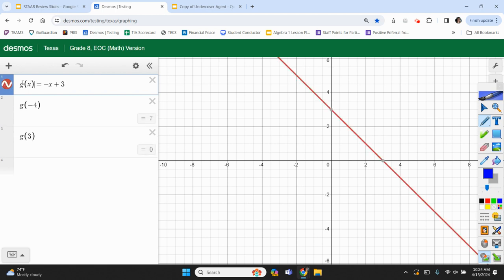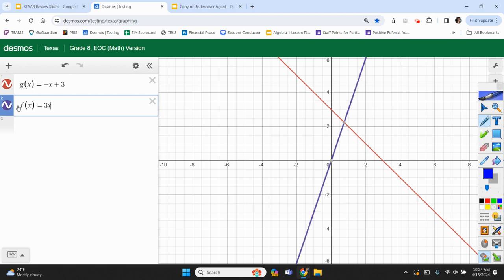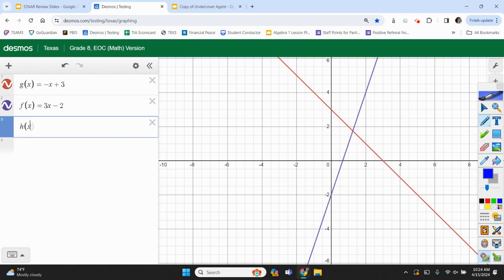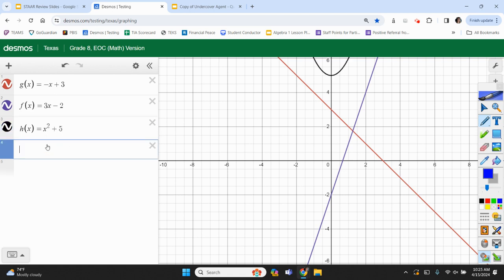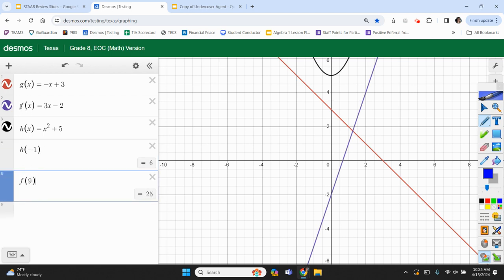So when you're given a function notation problem that says, given this function in function notation, find g of or f of, then make sure that you type it in exactly as it's written. So let's say we had a couple of different functions. You have g of x, f of x equals 3x minus 2, and h of x equals x squared plus 5. So you can type all of them in, and then if you're finding h of negative 1, you just type in h of negative 1. So basically it goes with this function h. If you type in f of 9, it goes with this function because the names match.